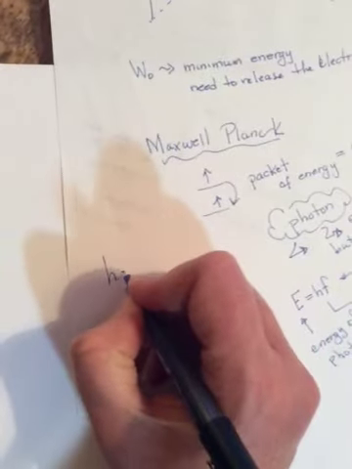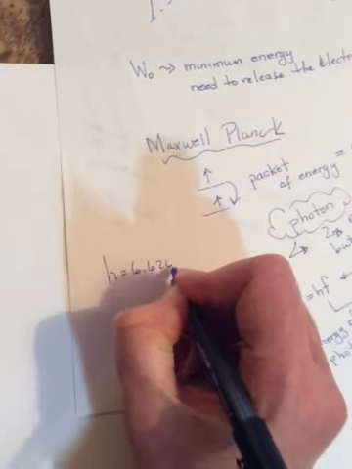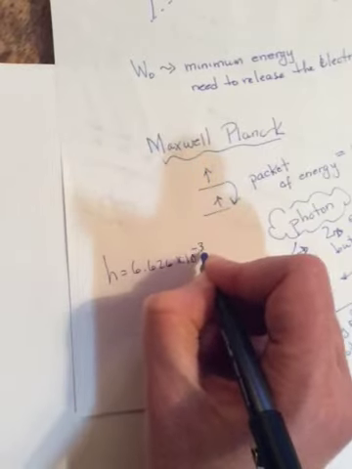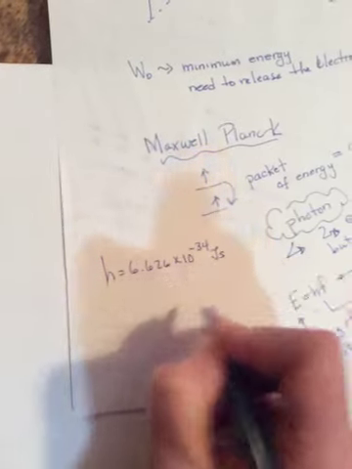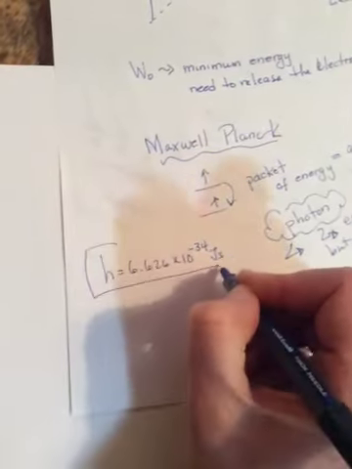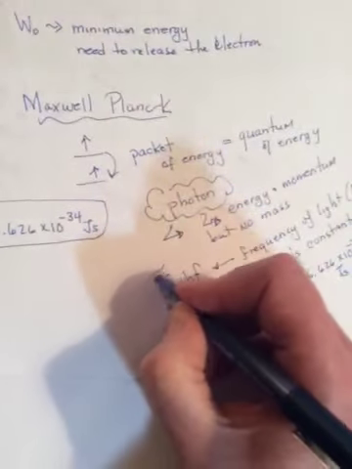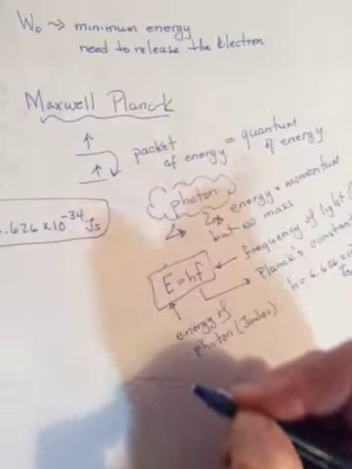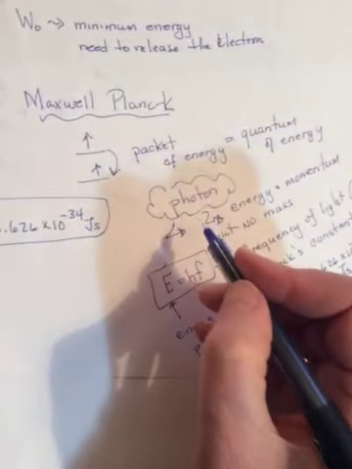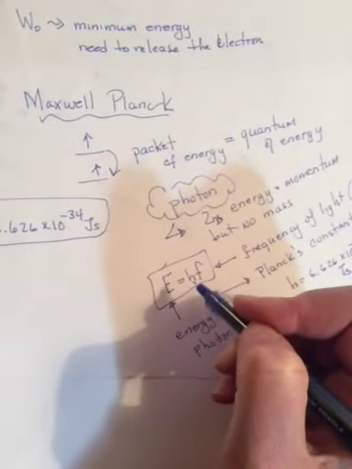Let me write it over here. My paper was angled. So H is 6.626 times 10 to the negative 34 joule seconds. Okay? It's called Planck's constant, and I think you would have seen it in grade 11 chemistry. All right, so we can figure out then the energy of a photon.